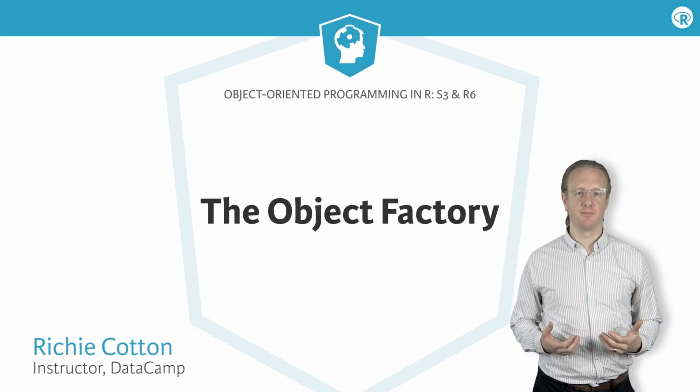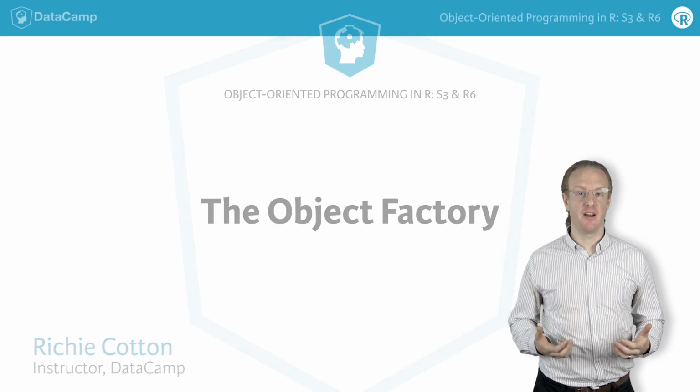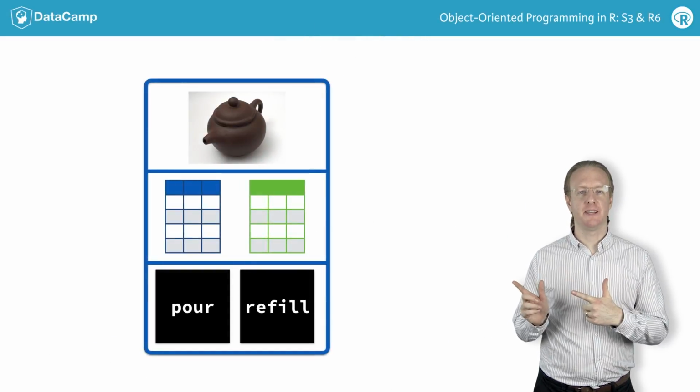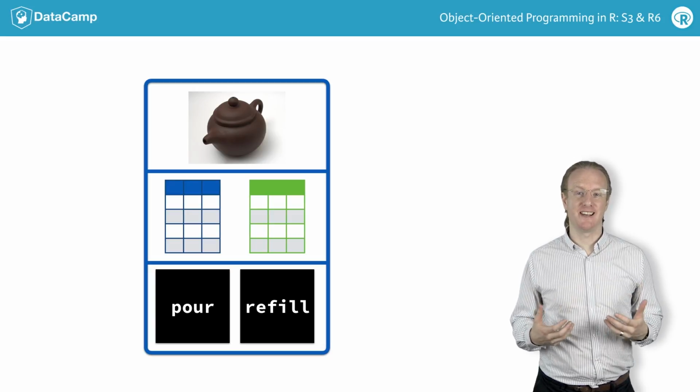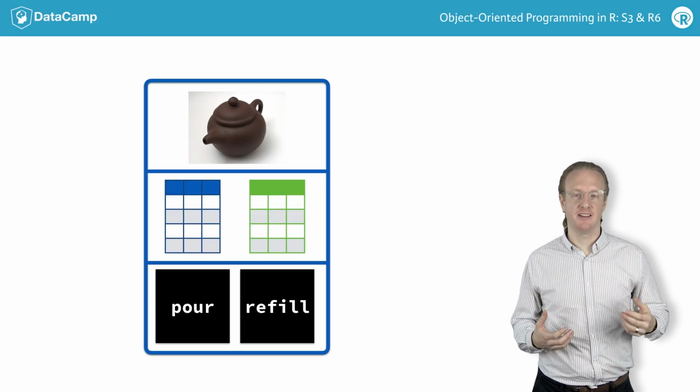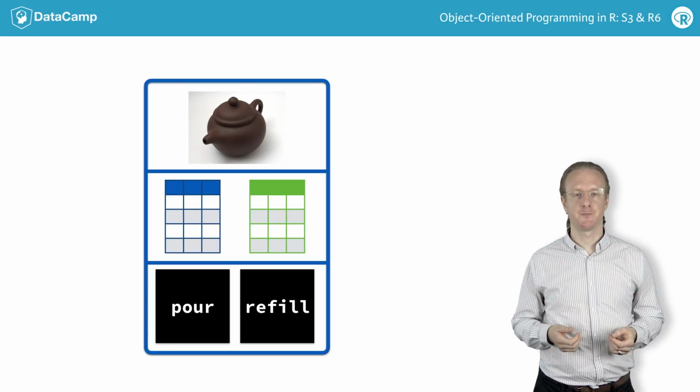The R6 system provides a way of storing data and objects within the same variable. Recall the teapot from Chapter 1. This contains the teapot-related data fields like the capacity and teapot functionality like pour and refill methods.